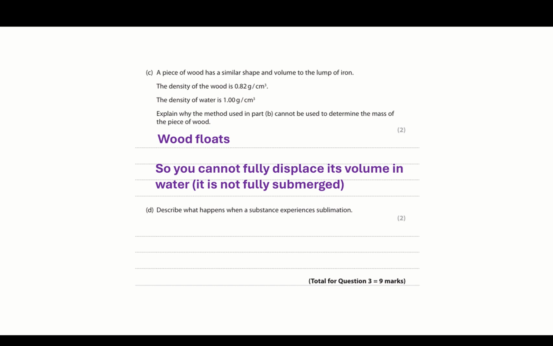Next part, describe what happens when a substance experiences sublimation. So we know that's when it goes from a solid straight to a gas, or a gas straight to a solid. And a good example of this is carbon dioxide. So it changes state from a solid to a gas or vice versa. And that's that question done.